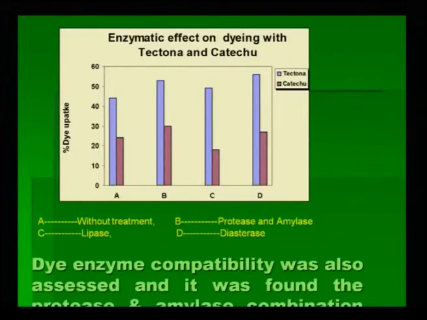Similarly, a comparative study was done between the enzyme treated fabric dyed with catechu and Tectona, and the metal mordanted fabric treated with catechu and Tectona, and these were the results. Now, if we have to look at the study of the enzymatic effect on dyeing with Tectona and catechu, between the two dyes, if we have to make a comparison, Tectona seems to be very good with the enzyme treatment.